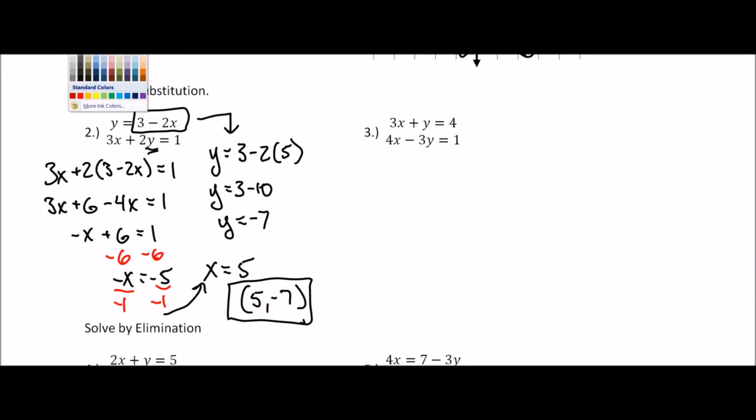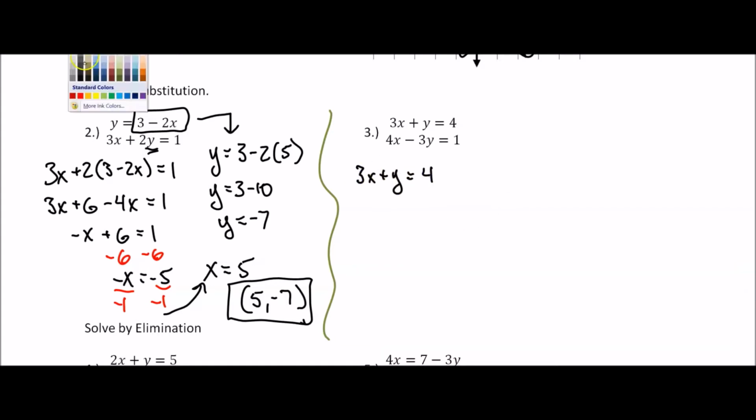Next one, same kind of thing. This time, I don't have one of these by itself already. So if I want to solve by substitution, I need to get one of the variables by itself. Look for the one that's easy to get by itself. When I look at this, it looks like y in the first equation is almost by itself already. So I'm going to solve that first equation for y. Let me take this off to the side.